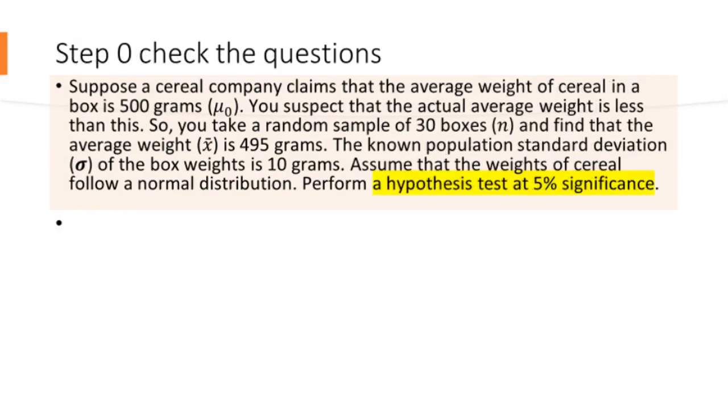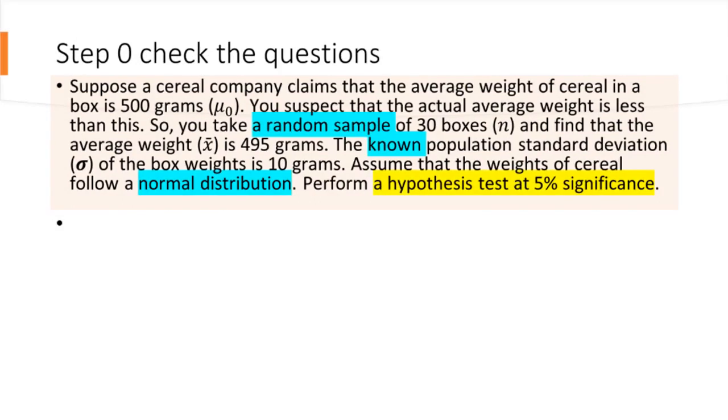Step 0. Check the questions. It is a hypothesis test question obviously. Also, you should confirm if you should use the Z procedure. 1. Random sample of size, n equals 30 boxes. 2. The population is normal. And 3. The population standard deviation, sigma equals 10 grams, is known.